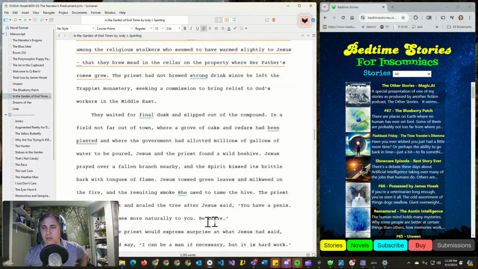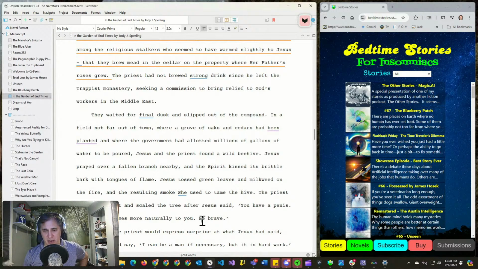Jesus prayed over a fallen branch nearby, and the spirit kissed its brittle bark with tongues of flame. Jesus tossed green leaves and milkweed on the fire, and the resulting smoke she used to tame the hive.